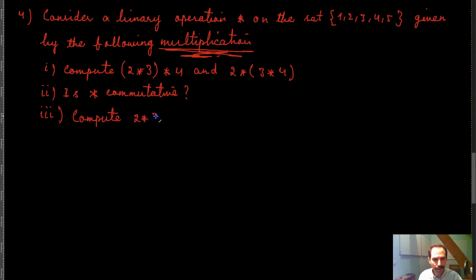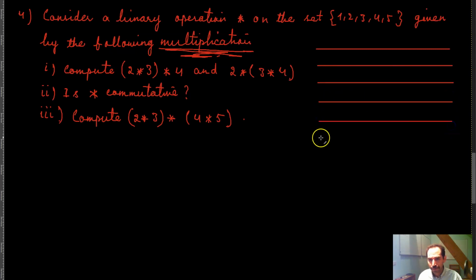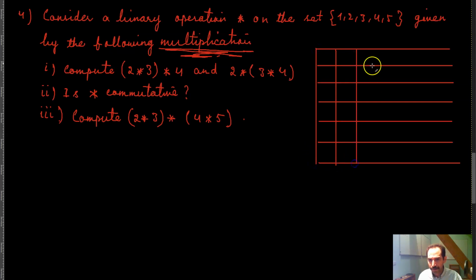Compute 2 star 3 star 4 star 5. And use the following table. Of course, the table is something like this, which has all of these rows. So we have 1, 2, 3, 4, 5, and you have another 5 columns here, 1, 2, 3, 4, and 5.